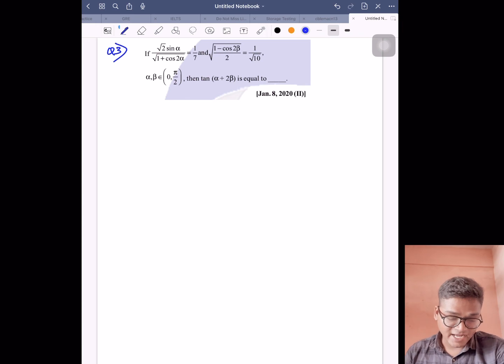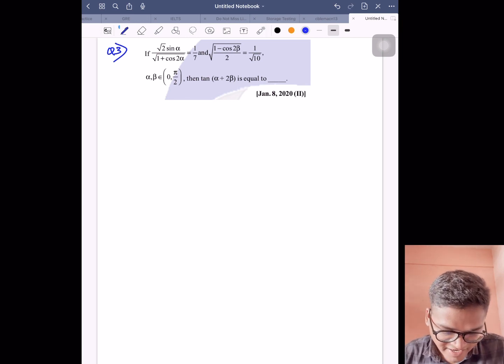if root 2 sine alpha by root of 1 plus cos 2 alpha is equal to 1 by 7, root of 1 minus cos 2 beta by 2 is equal to 1 by root 10. And alpha beta belongs to 0 to pi by 2 is given. So tan alpha plus 2 beta, we have to find it, right? So first, I think it's simple formulas.